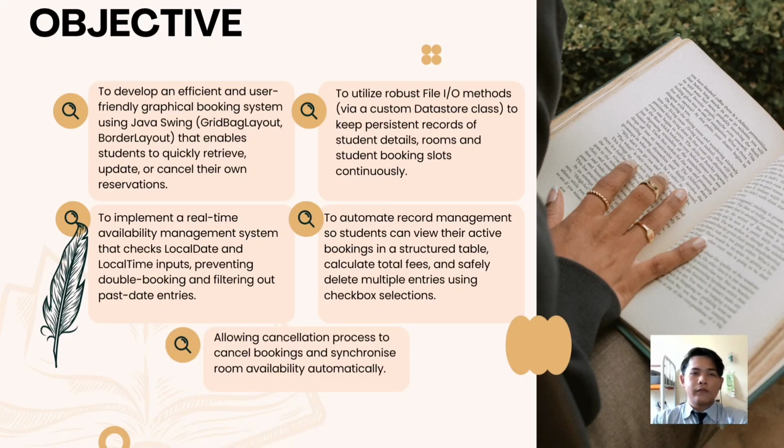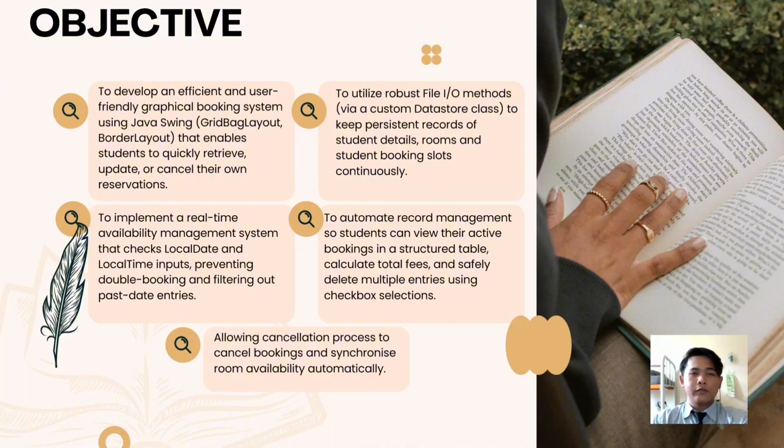So to solve the operational bottlenecks, we propose and develop a fully functional GUI application built using Java Swing. Our core objective was to develop an efficient, user-friendly graphical system using Java Swing layouts like GridBagLayout and BorderLayout. Next is to implement a real-time availability system that checks LocalDate and LocalTime inputs to prevent past date entries and double booking.